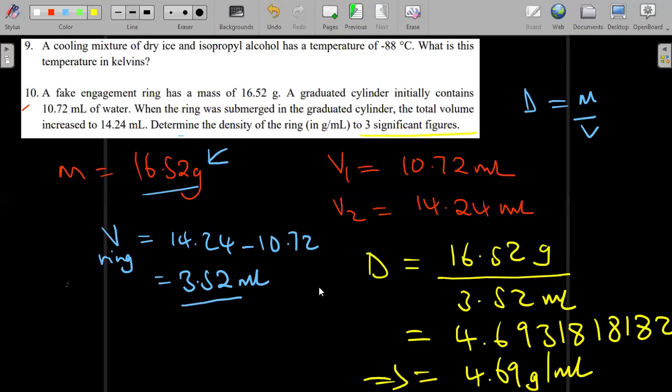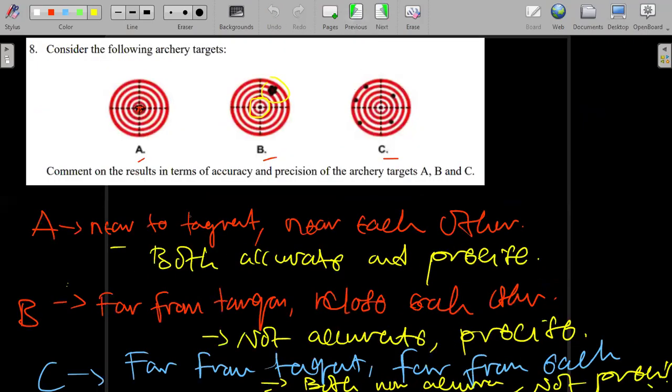All right, so any other question? Question 8. Okay, so question 8, what did we have on question 8? What's your question? I didn't understand how you are finding these targets.